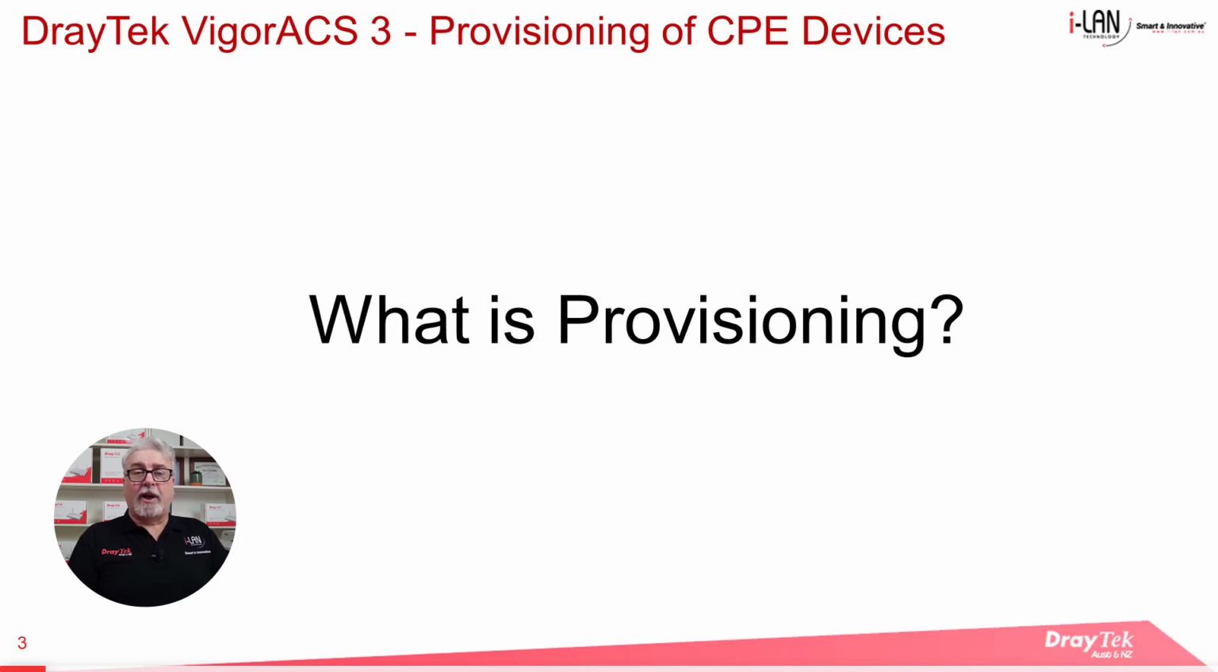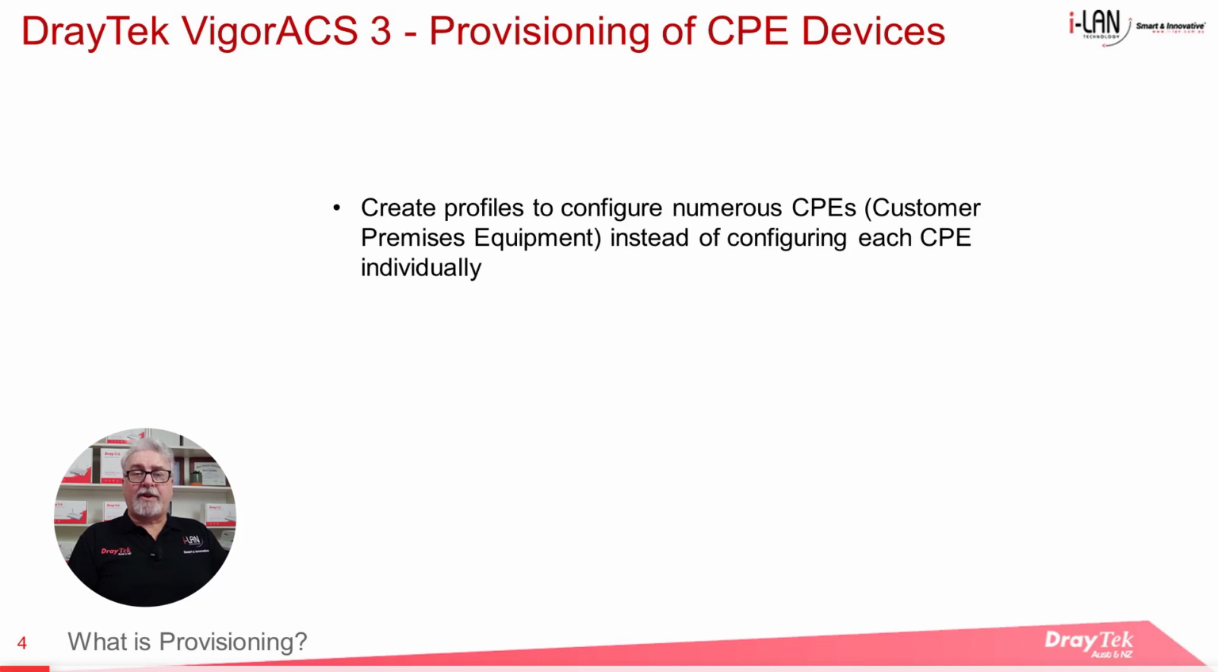Okay, let's start by looking at what provisioning is. In VigorACS 3, provisioning refers to the process of creating configuration profiles using TR069 parameters that can then be applied to numerous CPE devices. CPE is an abbreviation for Customer Premises Equipment and refers to routers, access points and switches. These profiles created are XML scripts which ACS 3 will apply to the required devices. We'll go into more detail shortly on how this is done.